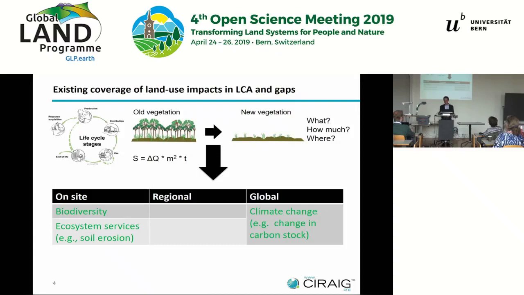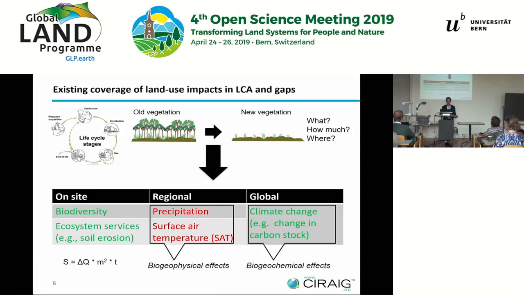This is the objective of our research work: to fill in current gaps in modeling biogeophysical effects from land use at regional level in life cycle impact assessment, by modeling specifically a change in precipitation or surface air temperature in the locations of a land cover change and in other locations downwind affected by this change. And of course, this type of work should be complementary with current methods that account for biogeochemical effects.